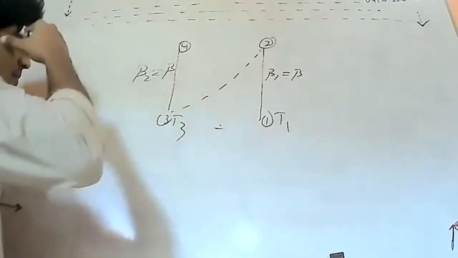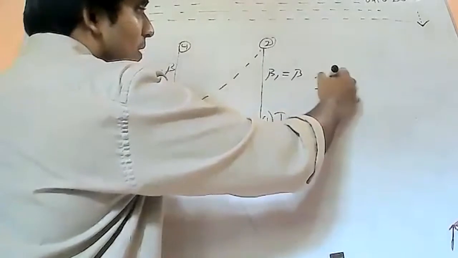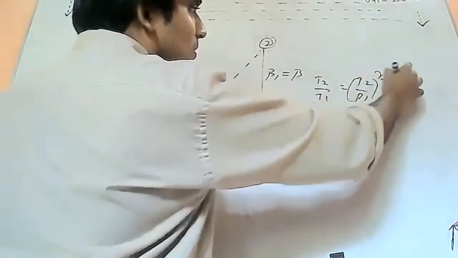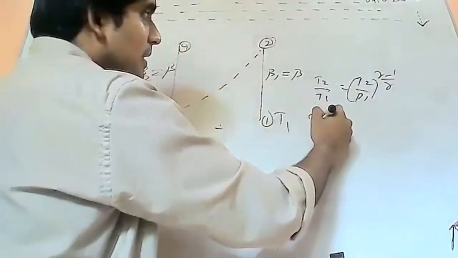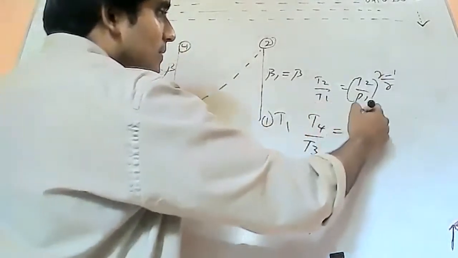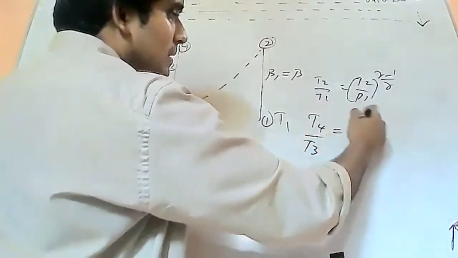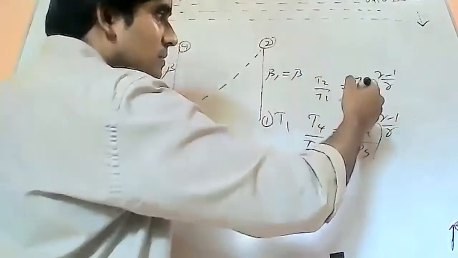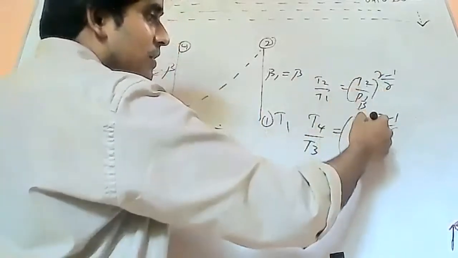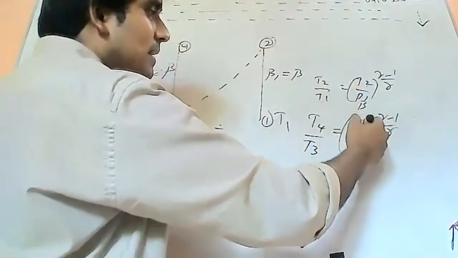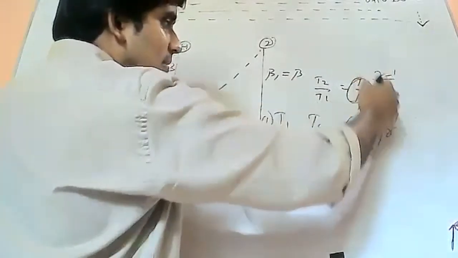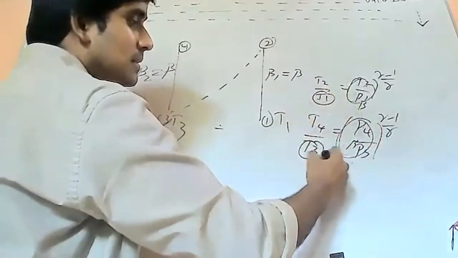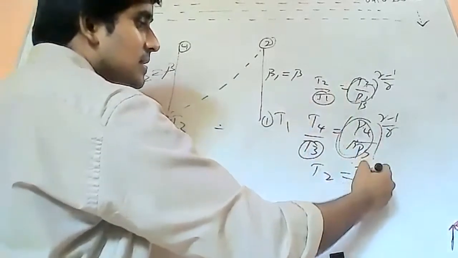Okay, so now let's focus, guys. T2 divided by T1 equals P2 divided by P1 to the power gamma minus 1 over gamma. T4 divided by T3 equals P4 divided by P3 to the power gamma minus 1 over gamma. What is P2 divided by P1? Pressure ratio, beta. P4 divided by P3, pressure ratio, beta 2. That means beta. So this guy is same as this guy. This guy is same as this guy. That means T2 equals T4.